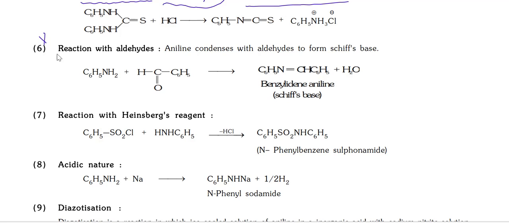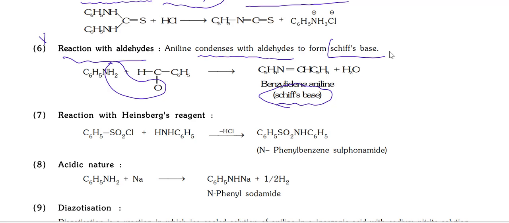Next, reaction with aldehydes. Here you just have to remove H2O. So benzylidene aniline, it is also known as Schiff's base. Aniline condenses with aldehyde to form Schiff's base.